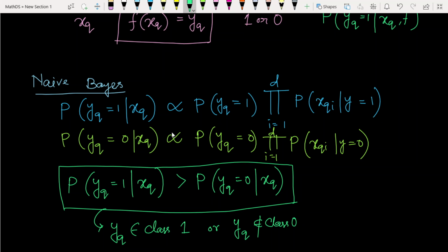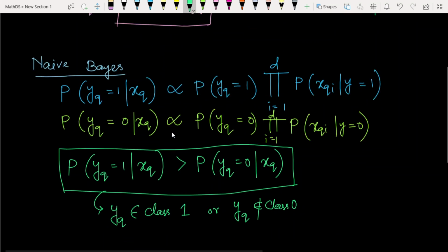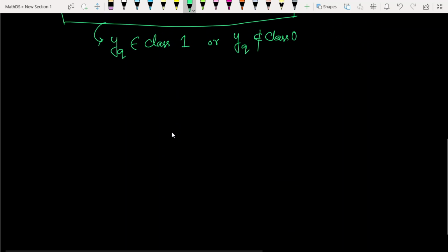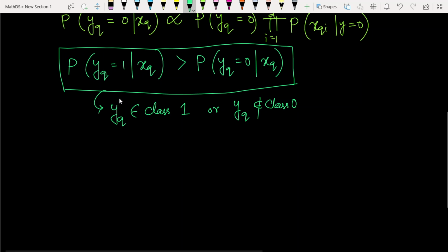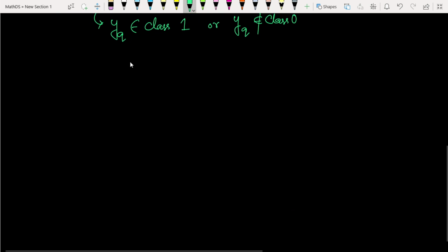Now let's try to understand what calibration is. I think you will understand the drawback of naive Bayes and why we cannot use this thing. Now let's try to understand what calibration is.